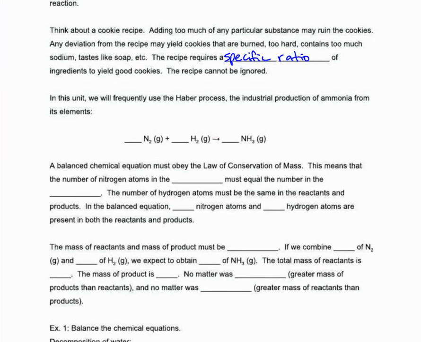Continuing from the previous unit, we're going to use the Haber process quite frequently, and this is, remember, the industrial production of ammonia from its elements, the synthesis of ammonia. To put it in Unit 8 terms, the synthesis of ammonia.